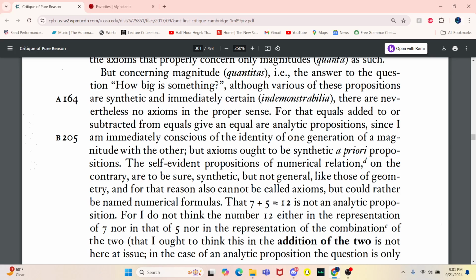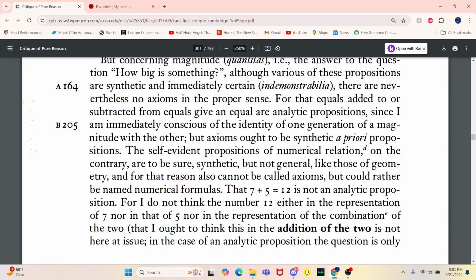He says self-evident propositions of numerical relation, on the contrary, are to be sure synthetic but not general. Or he goes before that. He says, but axioms ought to be synthetic a priori propositions. He doesn't really explain that. It does seem obvious enough to me. The reasoning being that if I have an analytic proposition, it can be proved. It's not unprovable because I can just refer to what we've already said.